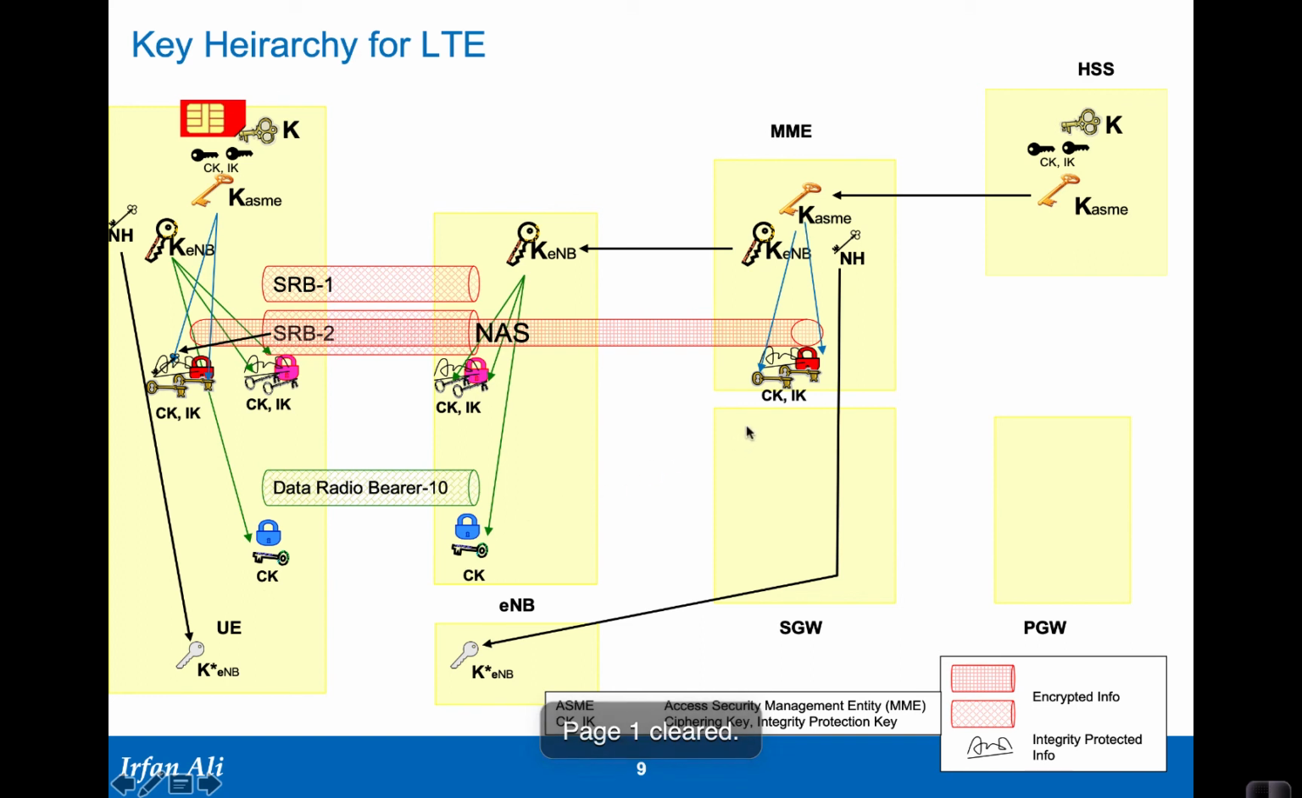So this is the high level key hierarchy that you would see, and as we had said before, the idea of this key hierarchy is to make sure that keys at a lower level that do get compromised do not lead to a compromise of a key at the higher level, right?